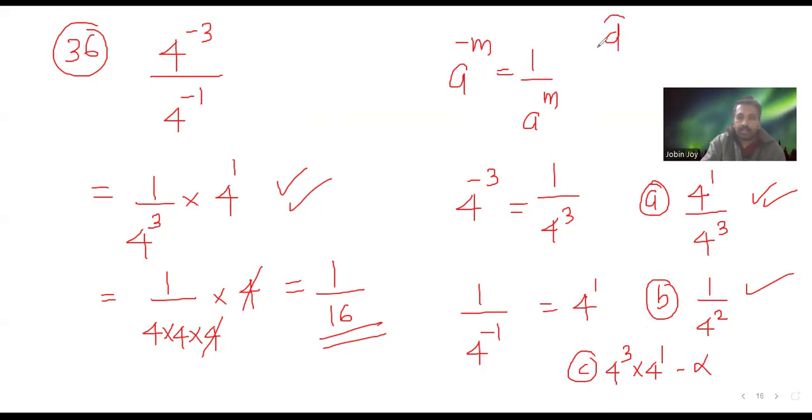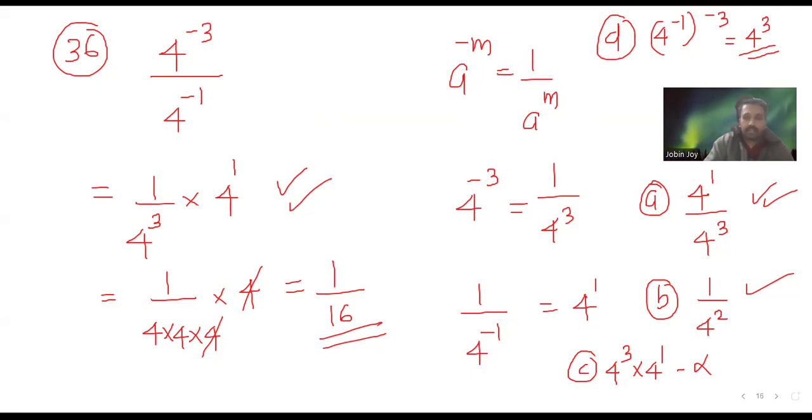And finally, option D. Option D is 4 raised to minus 1, the whole raised to minus 3. So this will be a raised to m, the whole raised to n, is a raised to mn. So minus 1 into minus 3 is 3, 4 raised to 3. Again, this is wrong. So the correct answer is option A and option B.